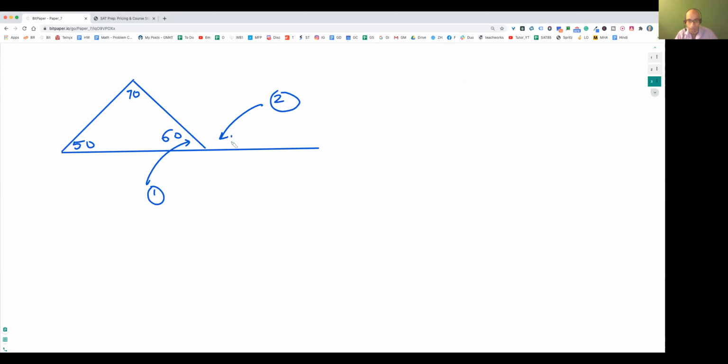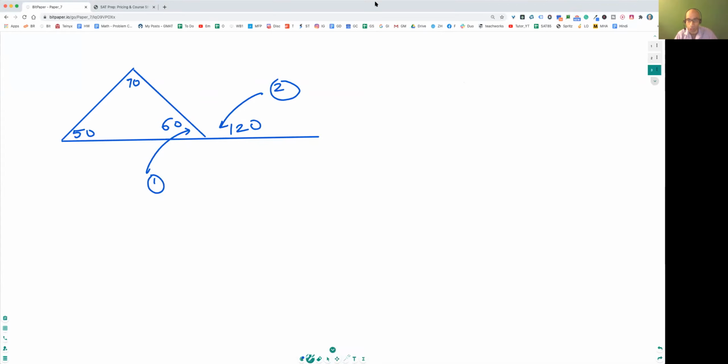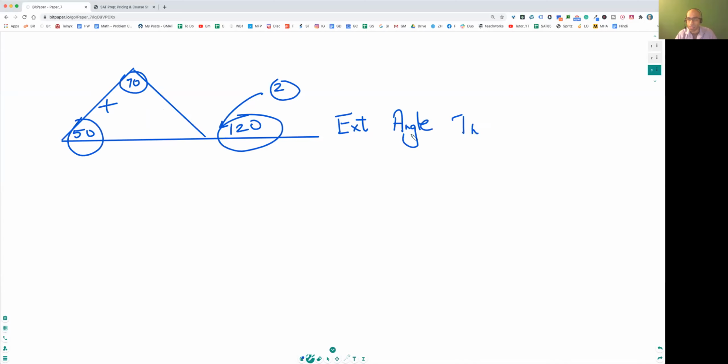Now remember, this is 120, but I'll show you a shortcut. Think about this angle right over here, 120. Of course, you calculated 60 and got 120, but actually you can just add these two angles, and summing these two is going to give you 120. That's the shortcut: just 70 plus 50 gives you 120. It works out the same way, and this is called the exterior angle theorem, because this angle is exterior. This is a triangle, and this is exterior to it.